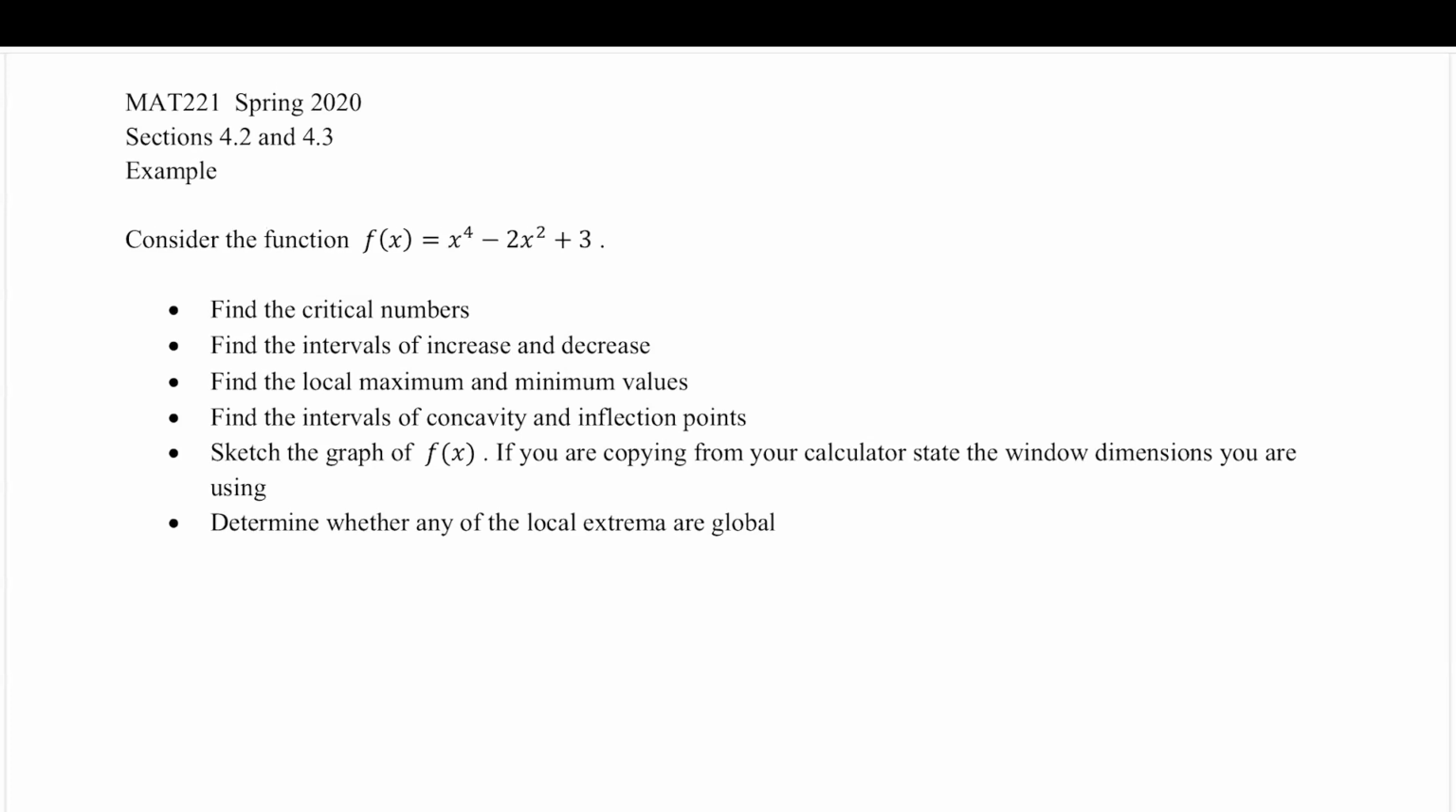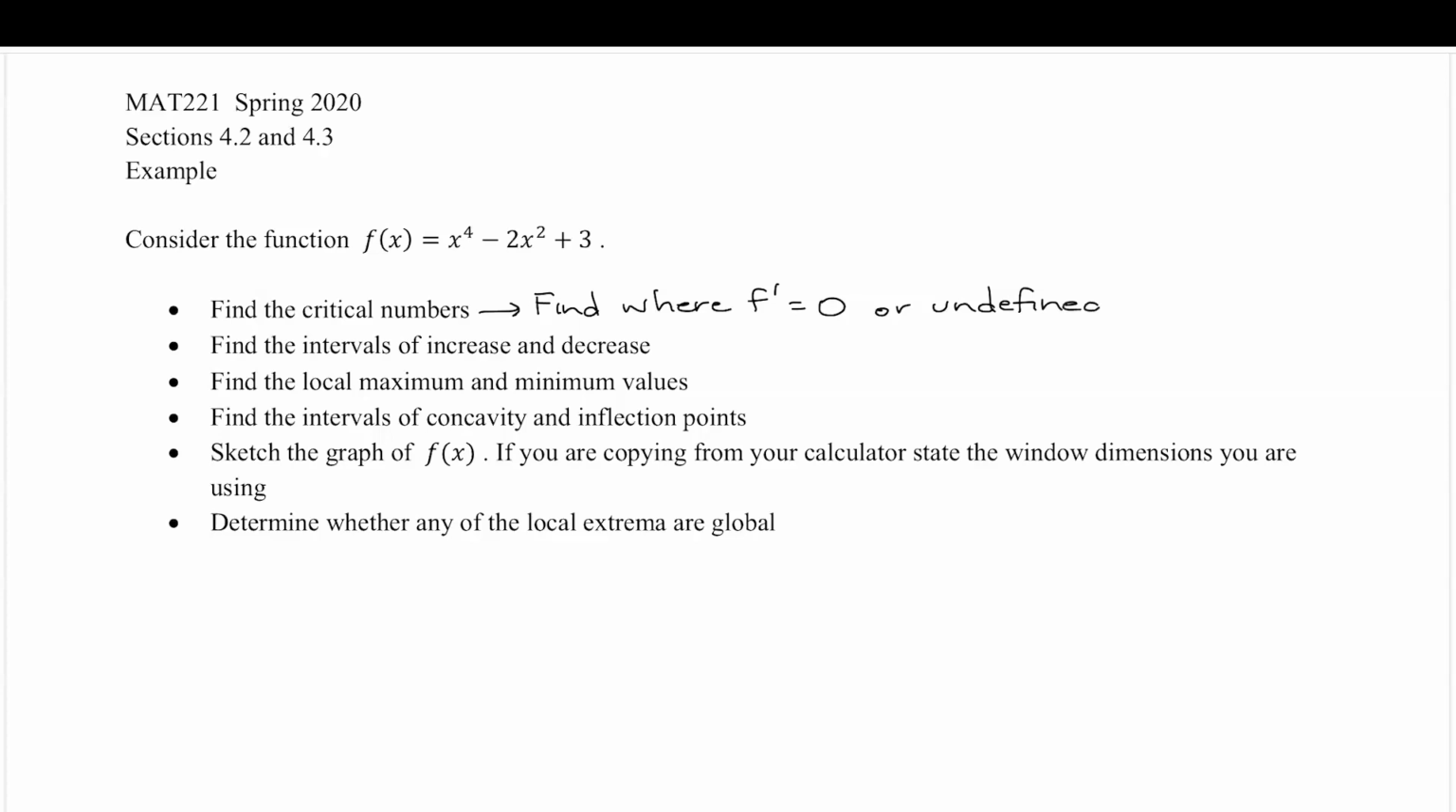Now I'd like to do an example from sections 4.2 and 4.3, just a general example of using these techniques that we learned about to at least partially analyze a function, find critical numbers, find intervals of increase and decrease, etc. So to find the critical numbers, remember that we find where the derivative f prime is 0 or undefined.